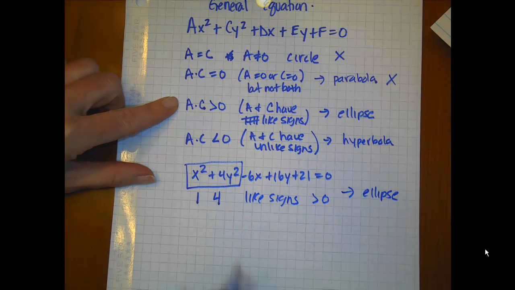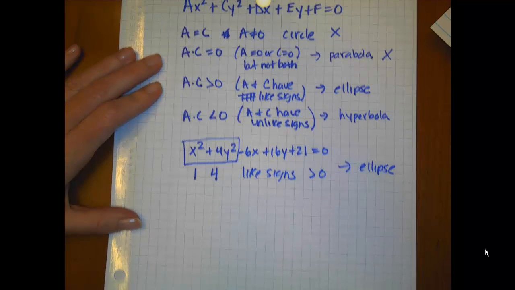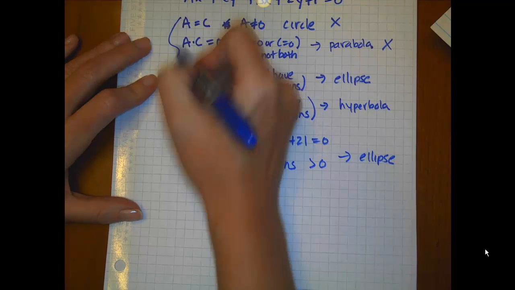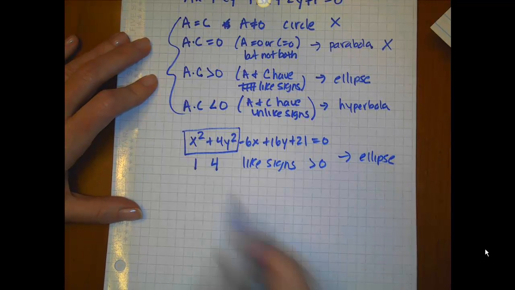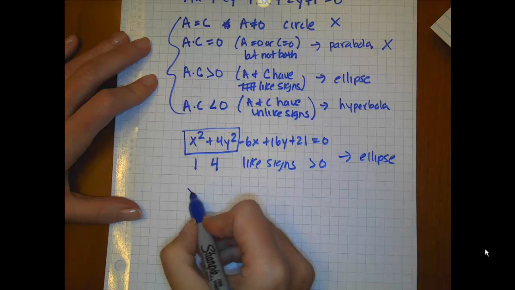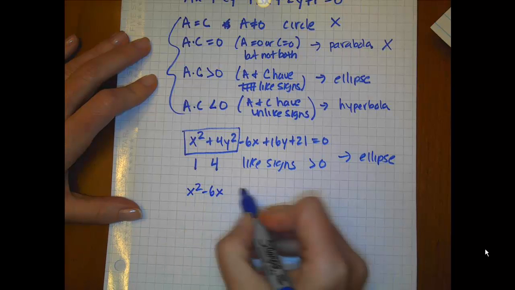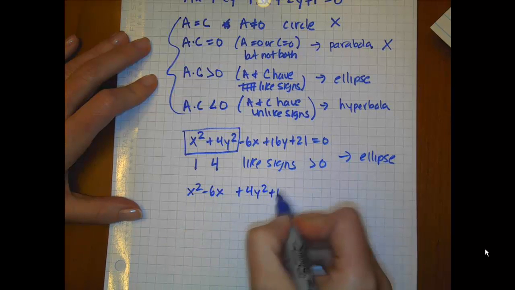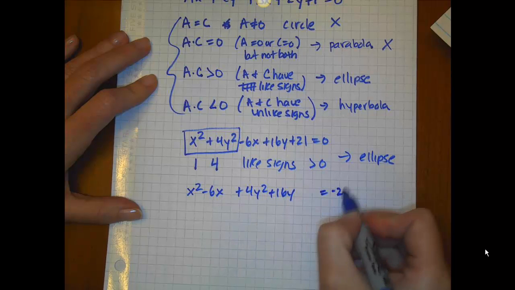This can be very helpful to you on a test because you could definitely look at the general form and know what should happen before you even start completing the square. However, if you were in a bind and you don't remember these rules, when you start completing the square, so x squared minus 6x plus 4y squared plus 16y equals negative 21.